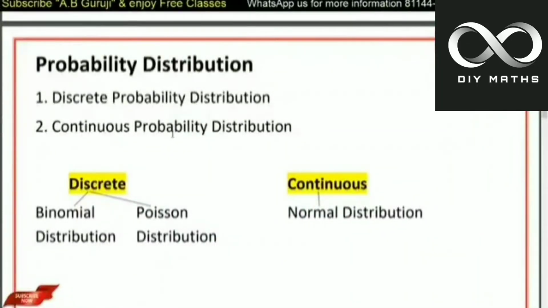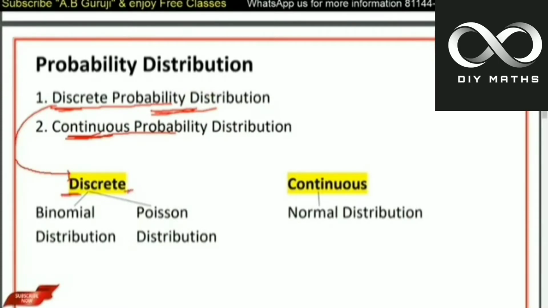Before going into the binomial distribution, we will see what the types of probability distribution are. There are two types: first, discrete probability distribution, and second, continuous probability distribution. Discrete probability distribution refers to ungrouped data. Continuous probability distribution refers to grouped data. Discrete probability distribution can be used for the binomial and Poisson distributions.